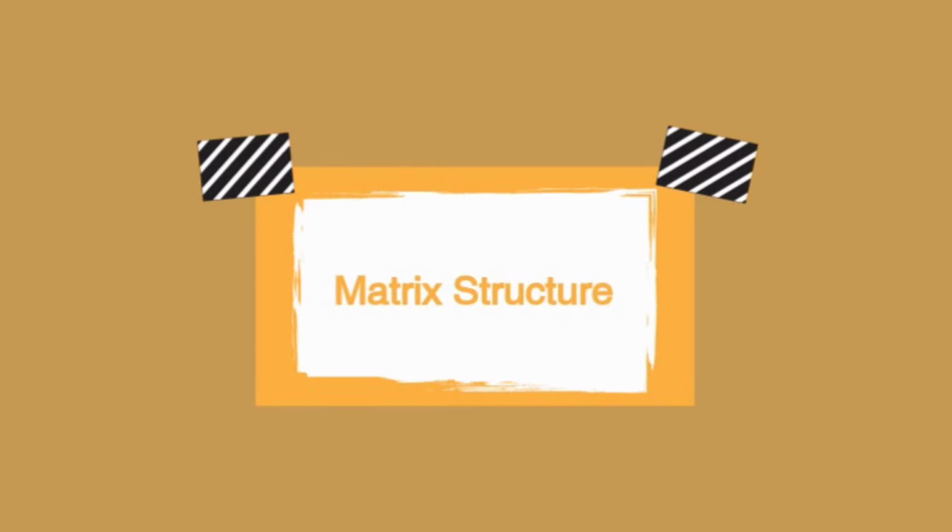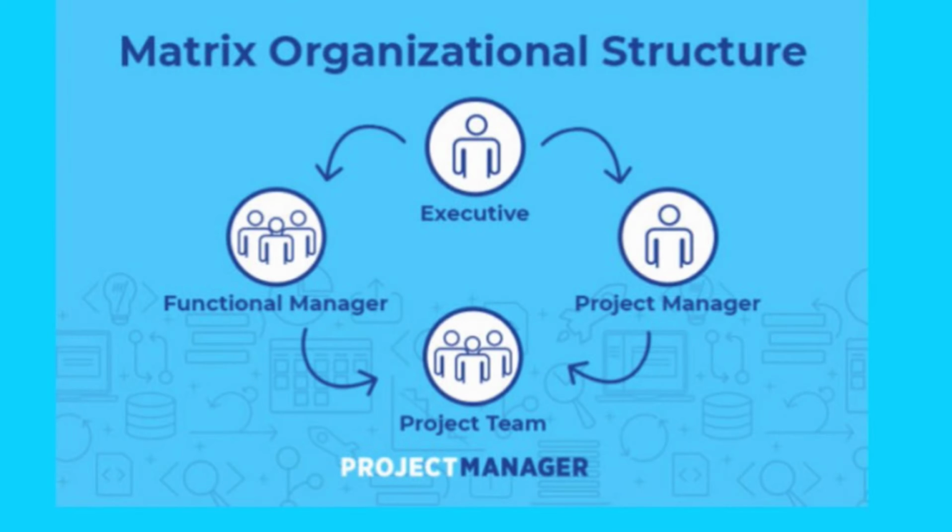The third one, which is the last one, is the matrix structure. The most obvious structural characteristic of the matrix is that it breaks the unity of command concept. Employees in the matrix have 2 bosses, their functional department managers and their product managers. Therefore, the matrix has a dual chain of command.